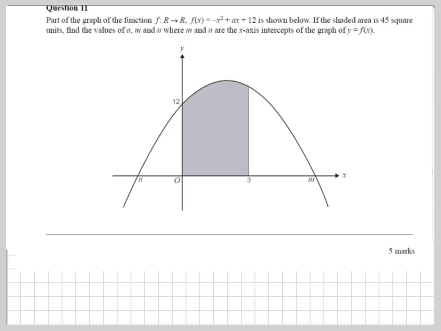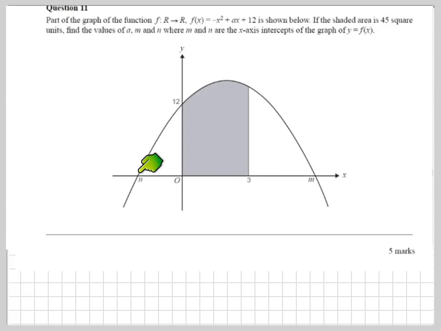Oh, no, there's another one. Oh, I thought we'd finished. Oh, well. It looks like a calculus-y thing to me, guys, from the probability to the calculus. I've got the graph of f of x is minus x squared, it's an upside-down quadratic, plus a times x plus 12. Looks like we have to probably find a or something. Shown below, if the shaded area is 45 square units, find the value of a, m, and n. Goodness. Oh, m and n, they're the intercepts.